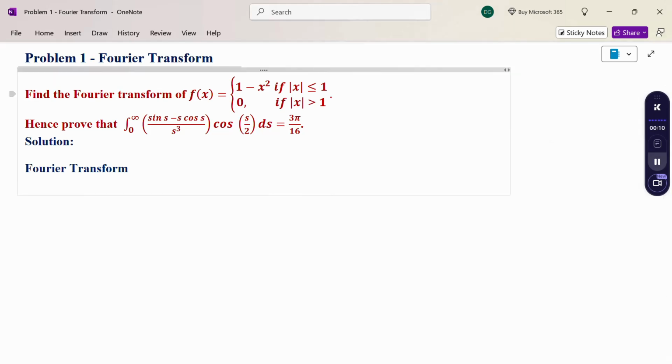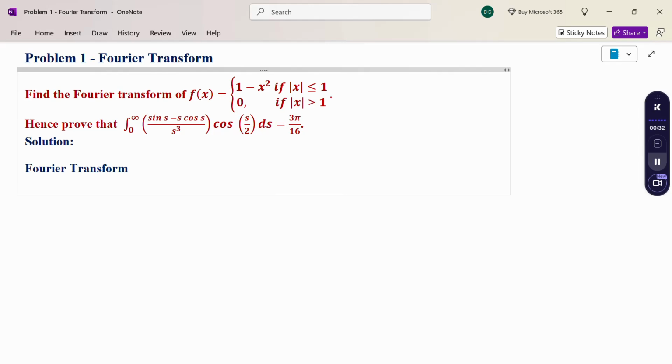Look at the problem. Find the Fourier transform of f of x equal to 1 minus x square if modulus of x less than or equal to 1, 0 if modulus of x greater than 1. Hence prove that integration of 0 to infinity (sin s minus s cos s) by s cube into cos s by 2 ds equal to 3 pi by 16. This is what we are going to prove.